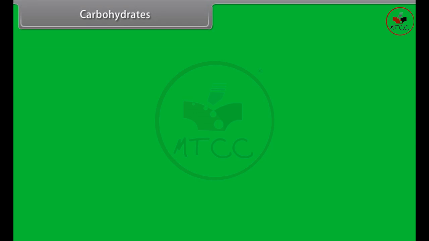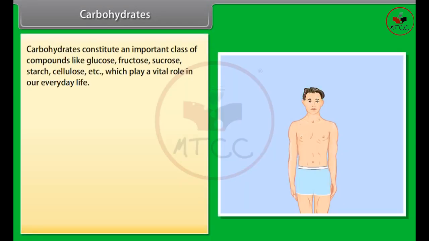Carbohydrates. Carbohydrates constitute an important class of compounds like glucose, fructose, sucrose, starch, cellulose, etc., which play a vital role in our everyday life.